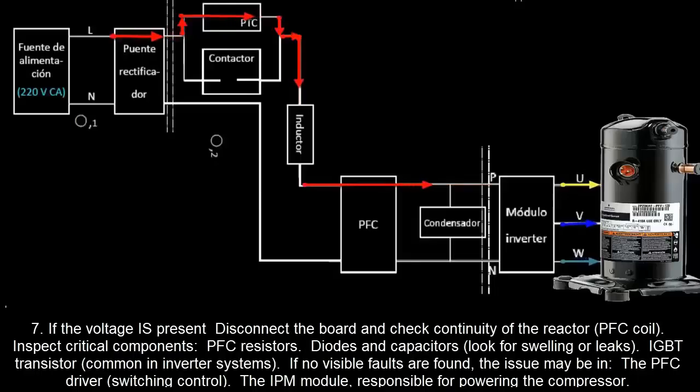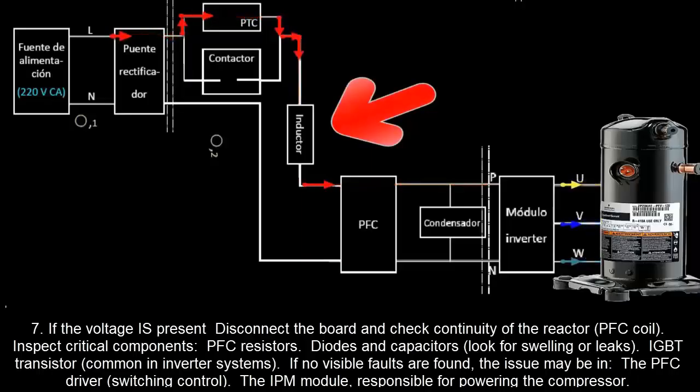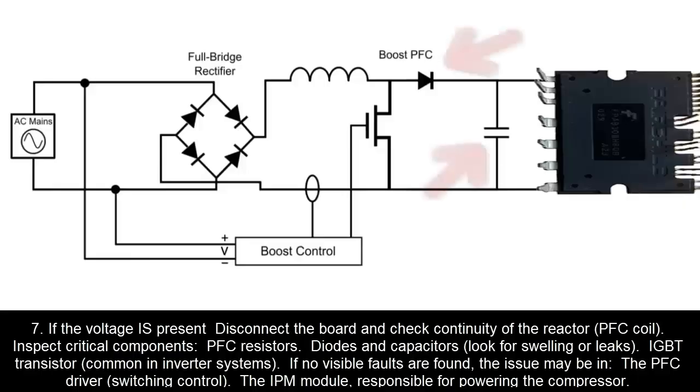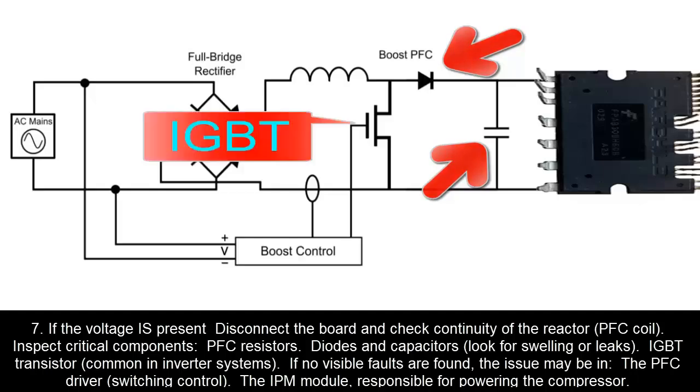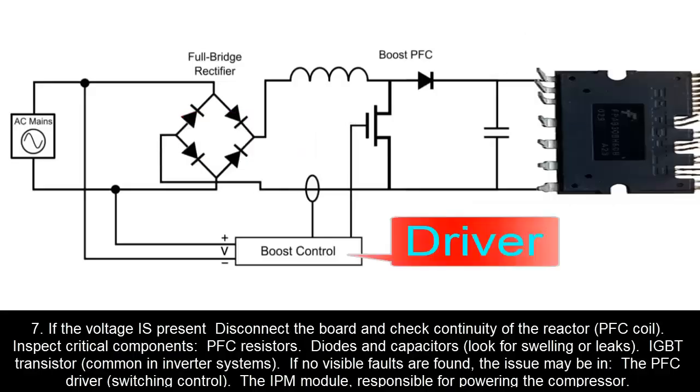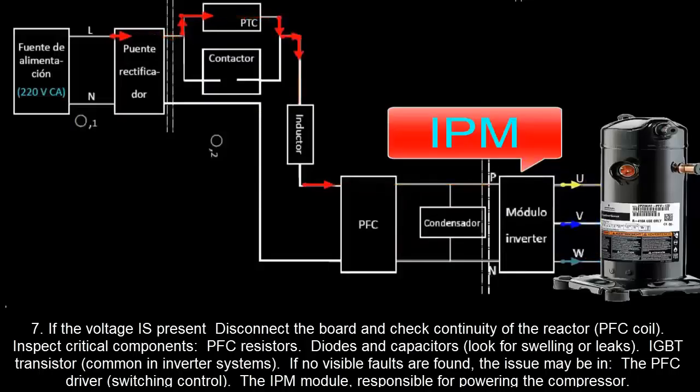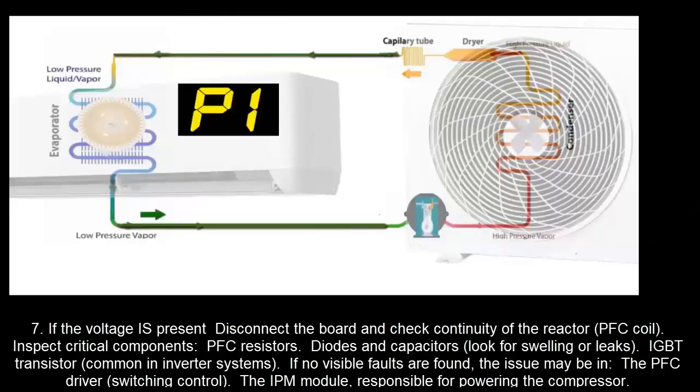If the voltage is present, disconnect the board and check continuity of the reactor, the PFC coil. Inspect critical components: PFC resistors, diodes and capacitors. Look for swelling or leaks. Also check the IGBT transistor, common in inverter systems. If no visible faults are found, the issue may be in the PFC driver, switching control, or the IPM module responsible for powering the compressor.